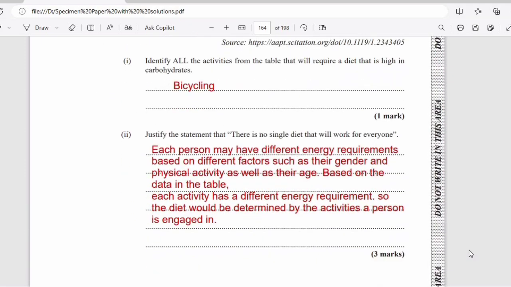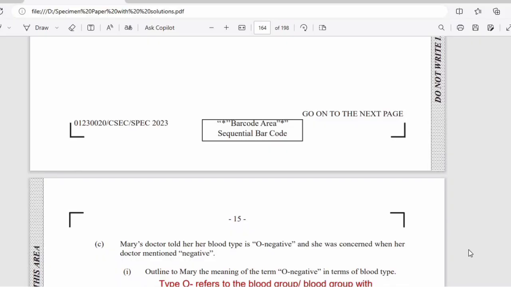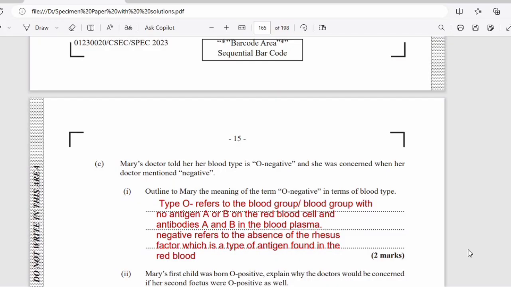All right, guys. Now the next part of the question says justify the statement that there is no single diet that will work for everyone. Each person may have different energy requirements based on different factors such as their gender and physical activity, as well as their age. And based on the table, each activity has a different energy requirement, so the diet would be determined by the activities a person is engaged in. So guys, we always say a construction worker would not have the same diet as a person who is doing office jobs. It just would not require the same amount of energy.